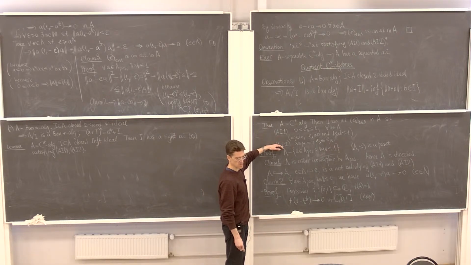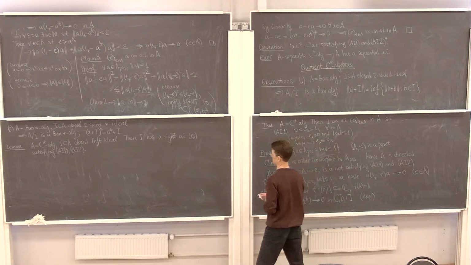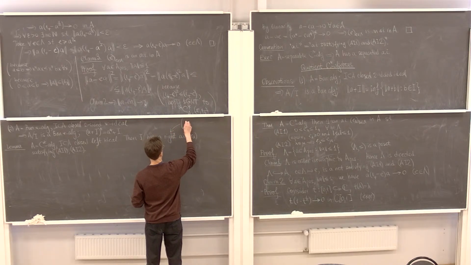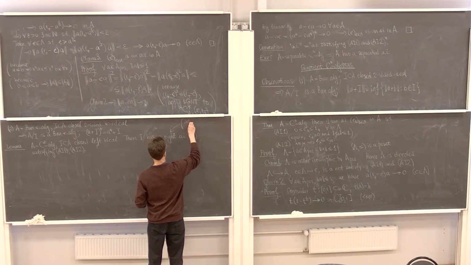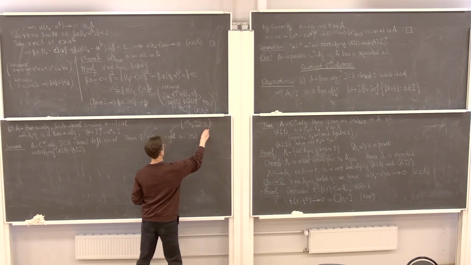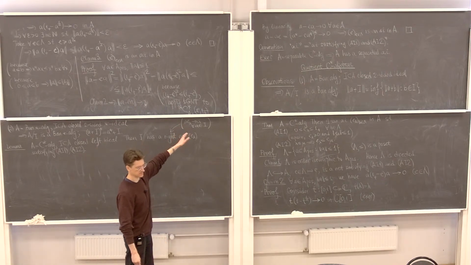So what do I mean by right approximate identity? Well, let me write this down explicitly. This means that A E lambda converges to A for every A in I. That is, we multiply by E lambda on the right only, not on the left, but on the right.